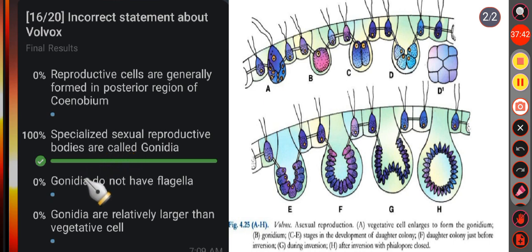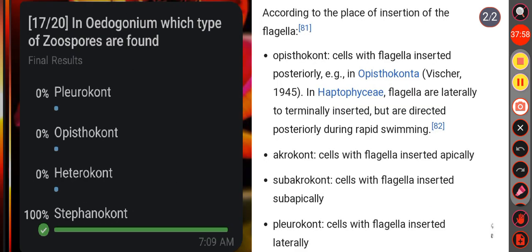Then in option C, gonidia do not have flagella. Yes, it is also a correct statement. Then in the last option, gonidia are relatively larger than the vegetative cell. Yes, it is also a correct statement. Okay. Then next question, in Oedogonium, which type of zoospores are found?